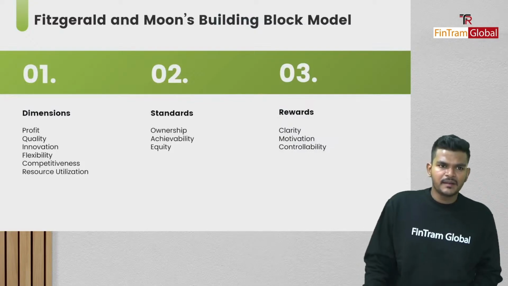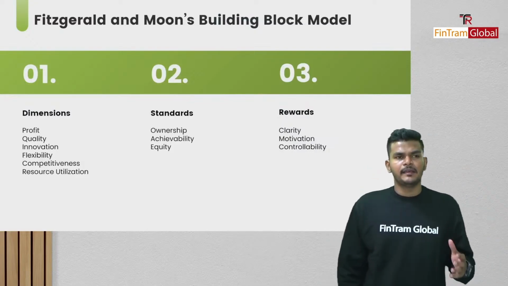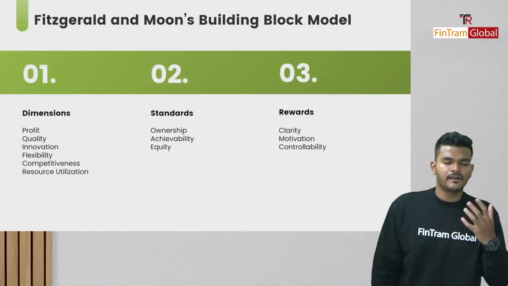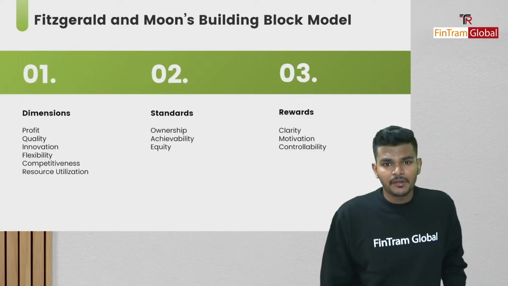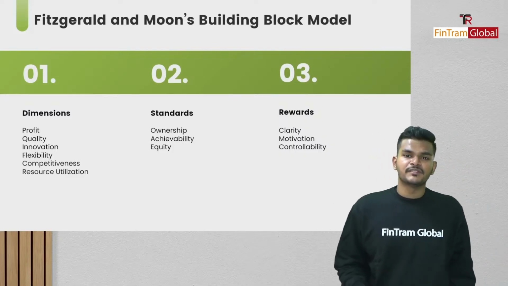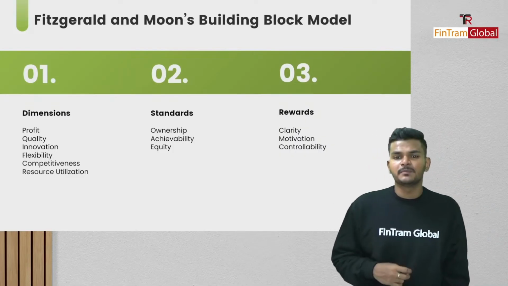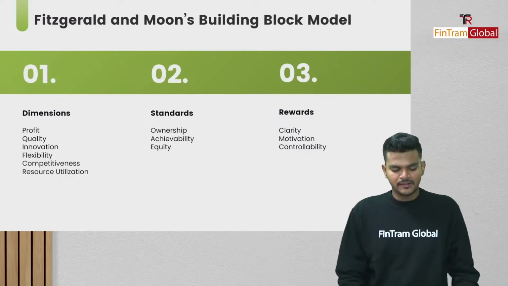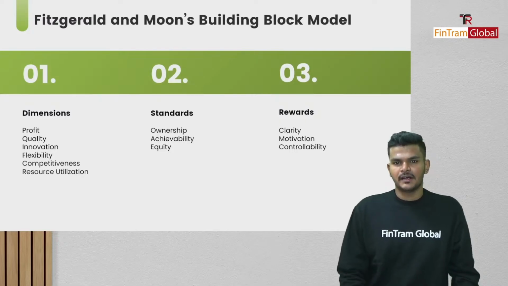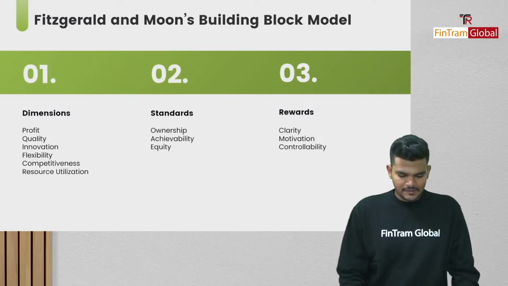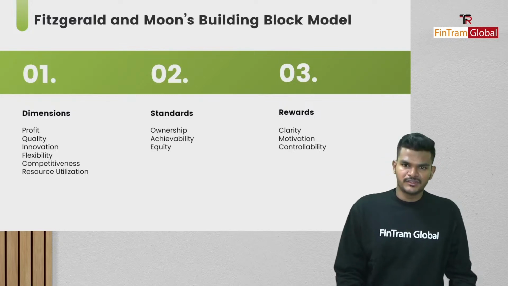So the thing about the balanced scorecard is that it primarily focuses on manufacturing organizations, so those organizations that have a tangible product, right? But when it comes to service businesses, okay, folks, we can use the Fitzgerald and Moon's building block model as well. When it comes to this particular model, there are 3 building blocks for a service business, right? There are the dimensions of performance, there are the standards, and then there are rewards as well, right?